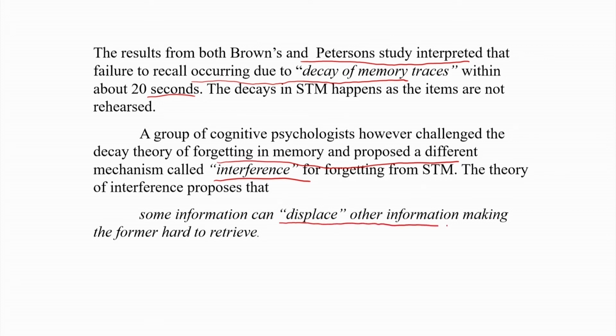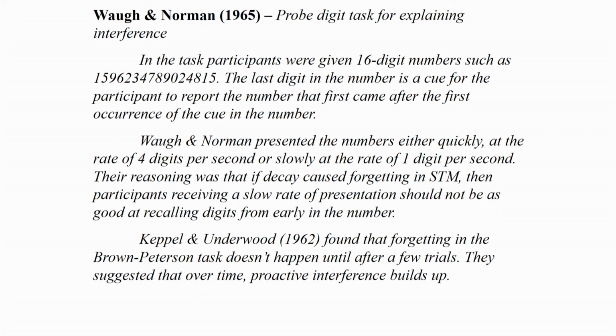If they are not competing, if people are not focusing on both the tasks, then the interference phenomenon will not happen. So basically, interference theory says that some information displaces other information, making the former hard to retrieve. As the second item competes with the first item, and since they are similar in nature, people get confused and the first item is pushed out or interfered out from remembering. So, as an explanation of the same Brown and Peterson task, or Vaughan Norman's interpretation of forgetting and time delay in STM, another task was designed called the probe digit task, for explaining the interference phenomenon or interference forgetting from short term memory.